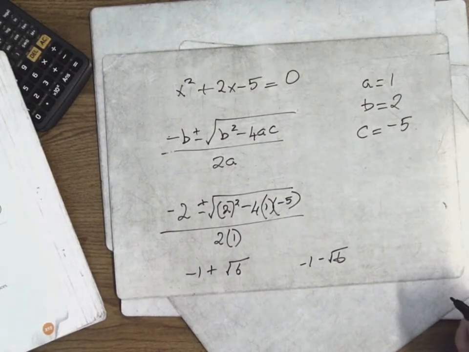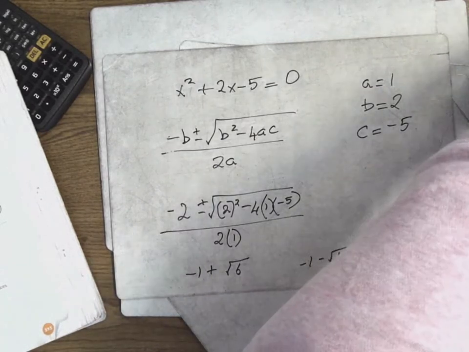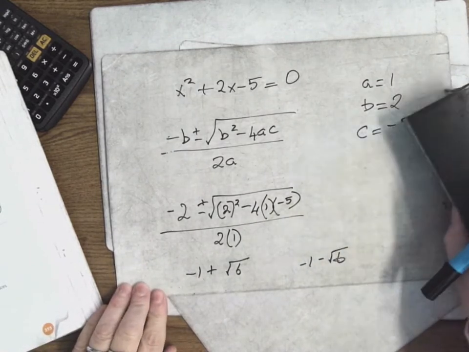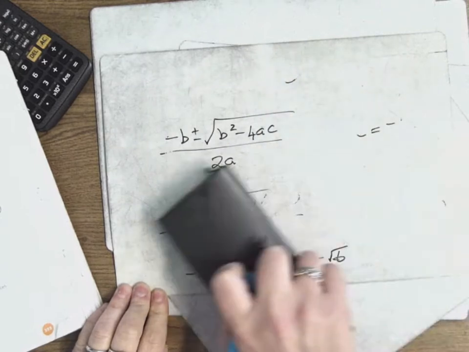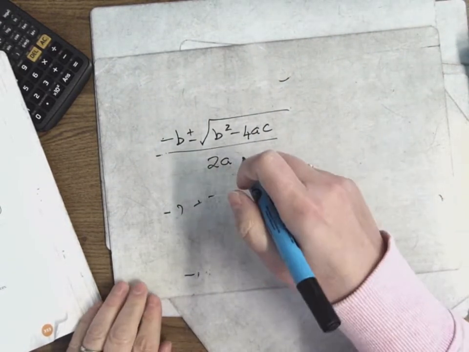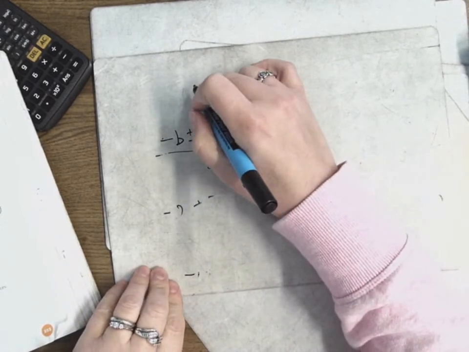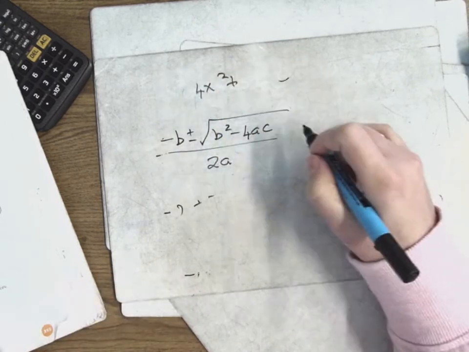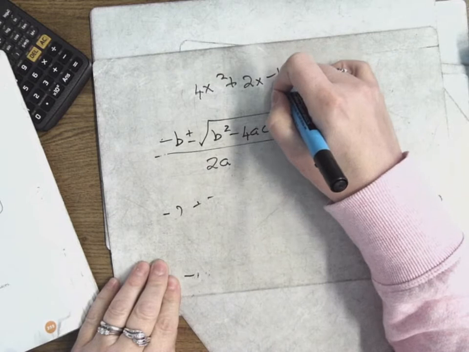Right, okay, are we good? I'll do the last one I gave you as well. The last one I gave you was number 5, which is 4x squared plus 2x minus 1 equals 0.